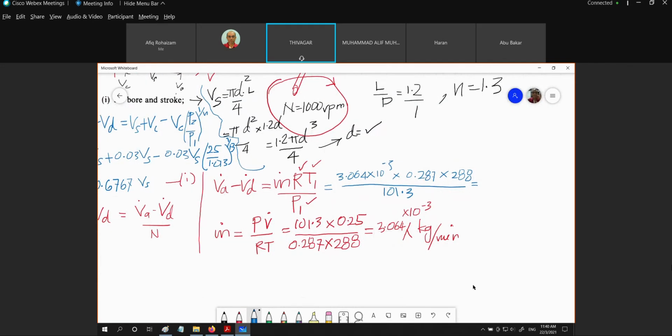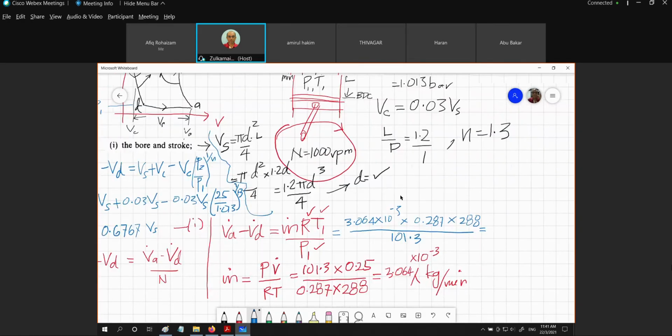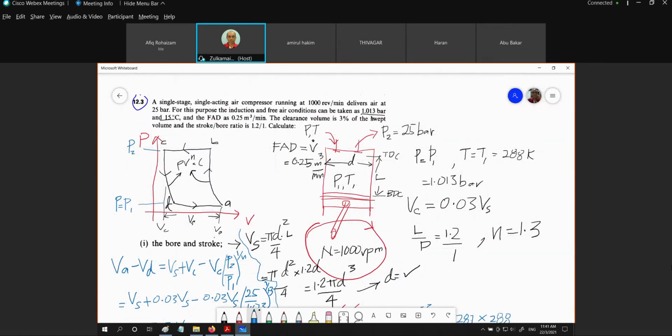Doctor, the value for P is 1.013, right? No, P just now, he didn't convert the bar, 1.013. Sir, how? The value of KPA, I already converted to KPA. I put this in KPA. This is already in KPA because the given is in bar, so we need to put in KPA. One bar is equal to 100 KPA. Sir, m dot too. The m dot.